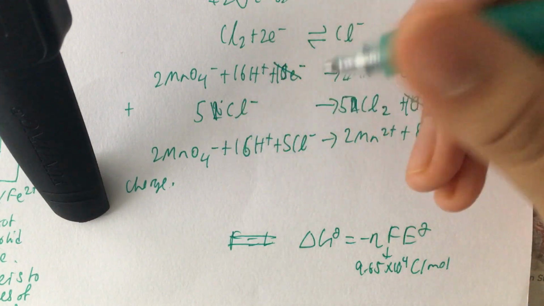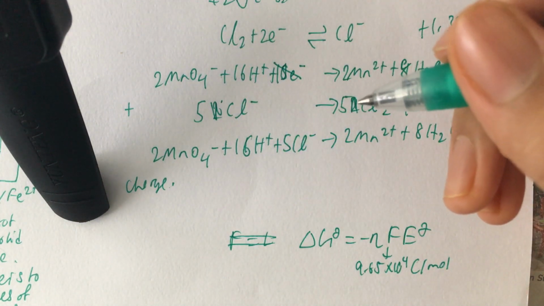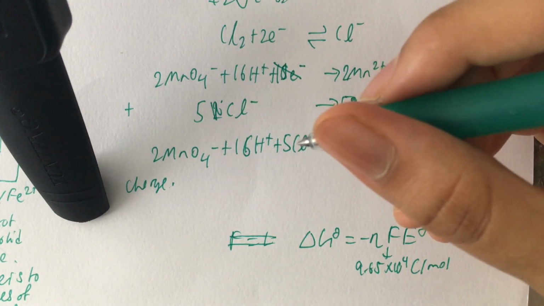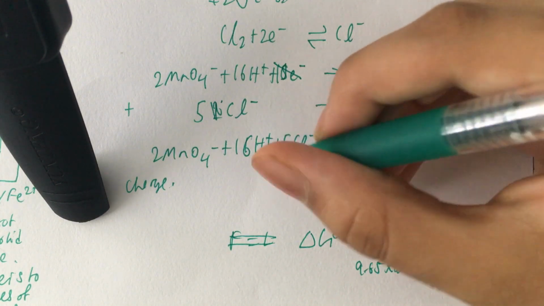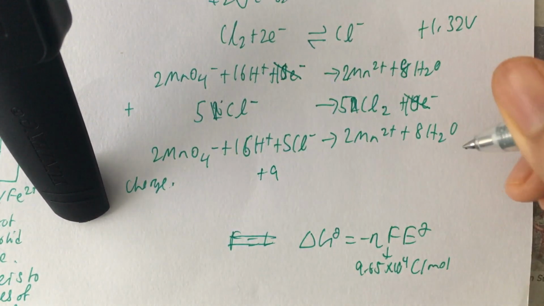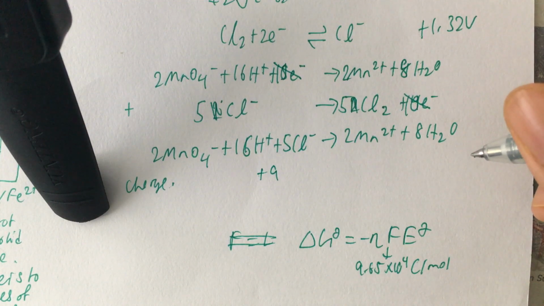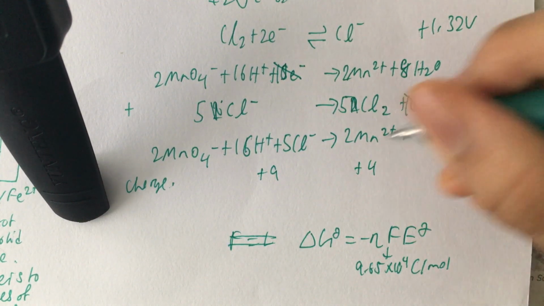That's pretty much it. And the reason why it's negative is because when there's potential being produced, it means that the reaction is spontaneous. So in theory, the energy is being released, so delta G is negative.